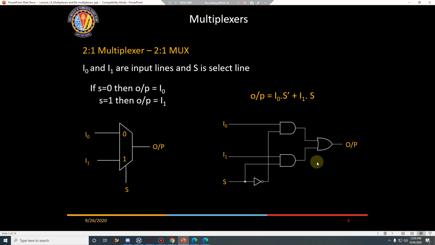Is it okay? Has anybody got doubt on this aspect? Why this OR gate is required? Yeah, pardon? Can you explain once again?